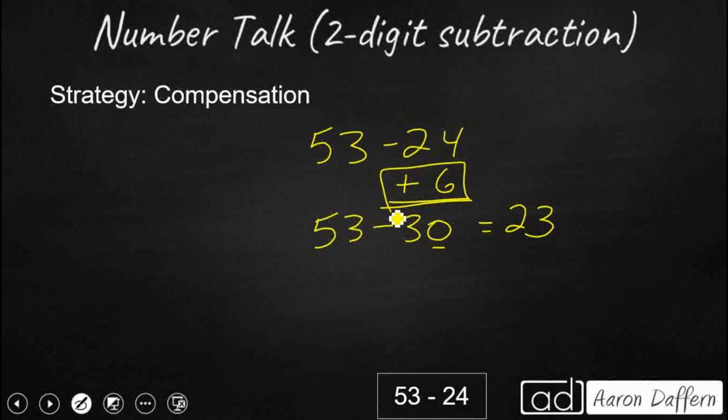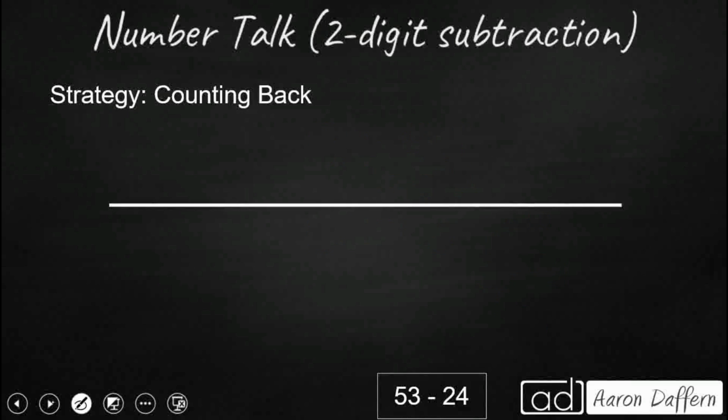But then we have to come back here. We remember we changed our subtrahend. We actually increased it by 6, which means we took 6 away extra that we shouldn't have. We got to give those 6 back. So we're going to add 6 again to kind of even things out, and that gets us back to our difference of 29.